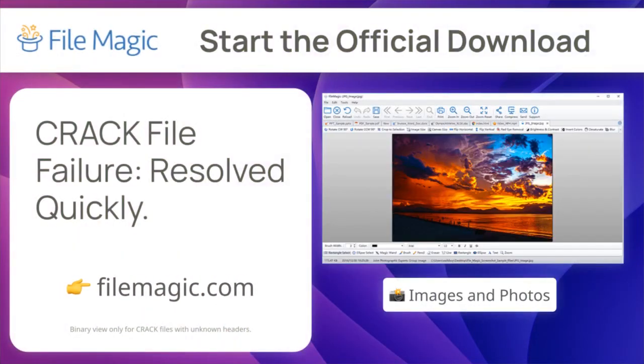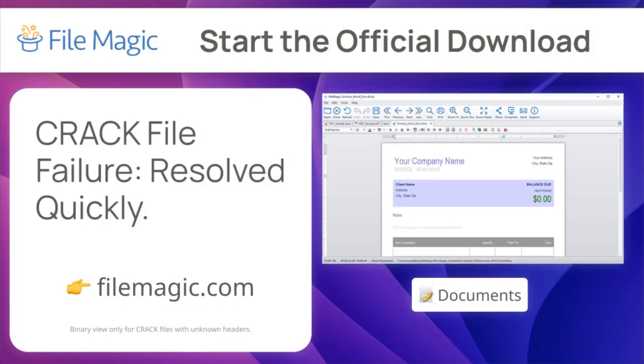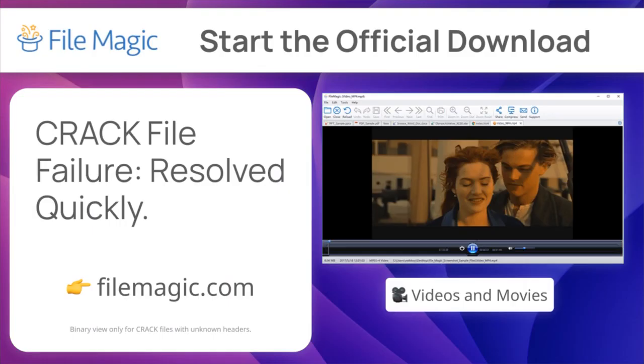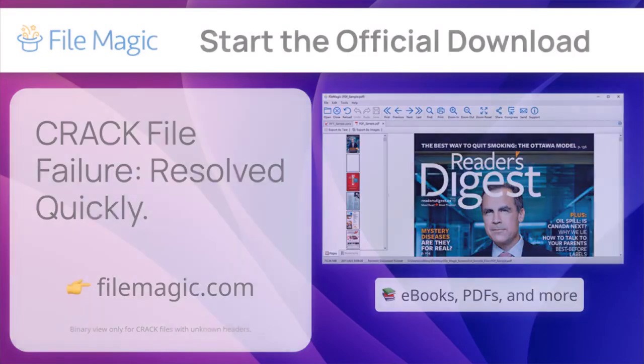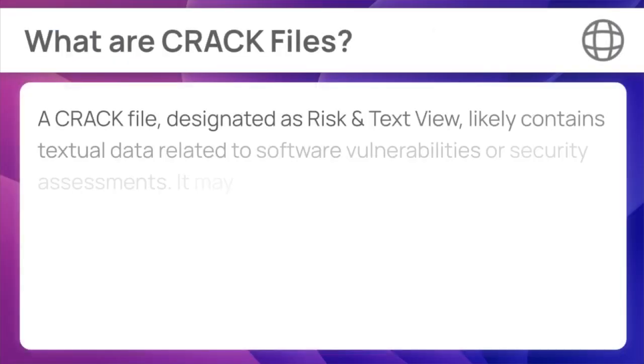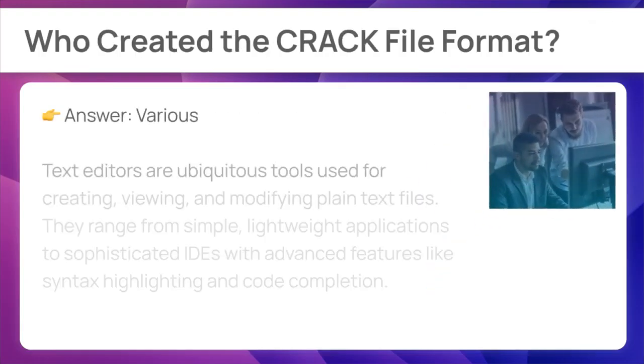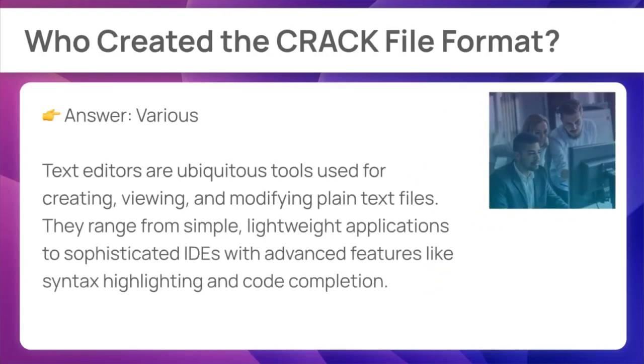We will demonstrate the power of a single crack file inspection application that effortlessly manages complex troubleshooting across all file formats. A crack file, designated as risk and text view, likely contains textual data related to software vulnerabilities or security assessments. It may include exploit code, vulnerability reports, or instructions for bypassing software protections. Due to its nature, handling crack files requires extreme caution to prevent potential security risks.